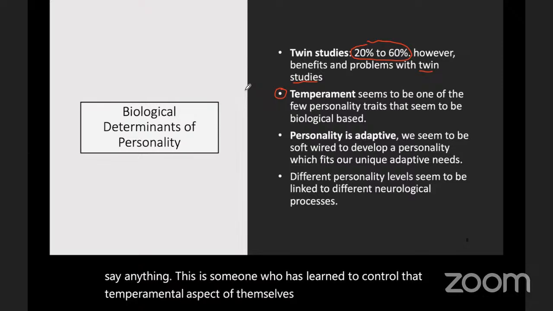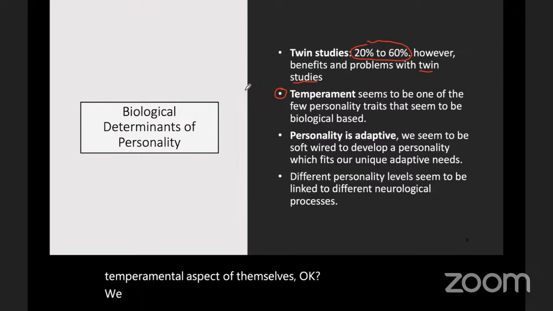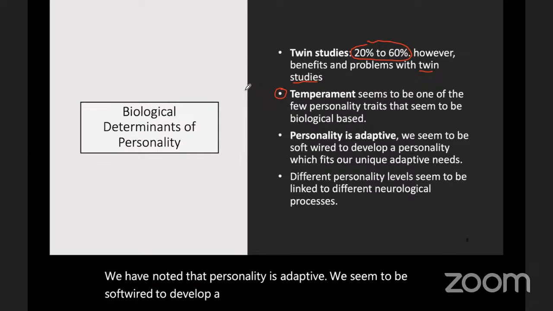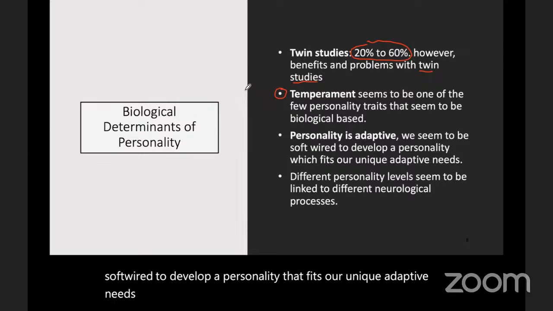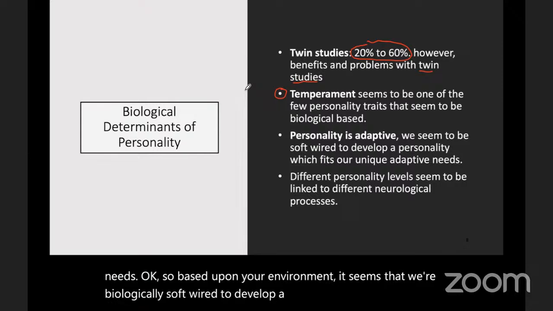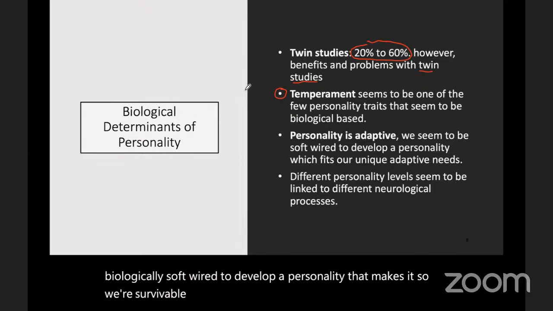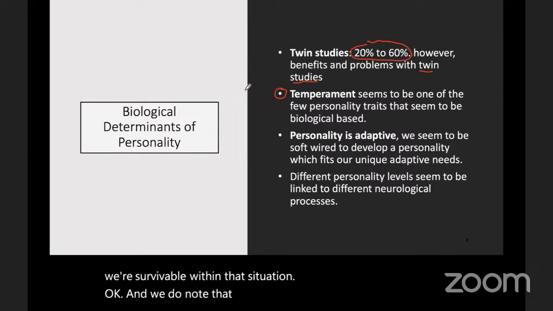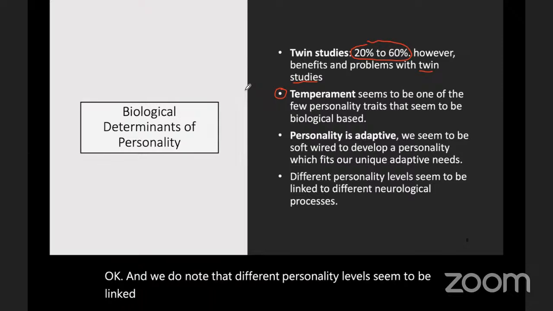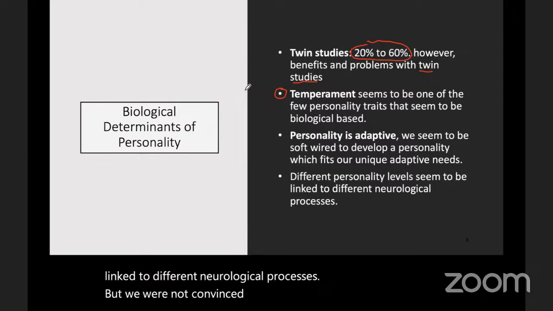Okay. We have noted that personality is adaptive. We seem to be soft wired to develop a personality that fits our unique adaptive needs. Okay. So, based upon your environment, it seems that we're biologically soft wired to develop a personality that makes us survivable within that situation. Okay. And we do note that different personality levels seem to be linked to different neurological processes, but we're not convinced that this is due to genetics. Okay.